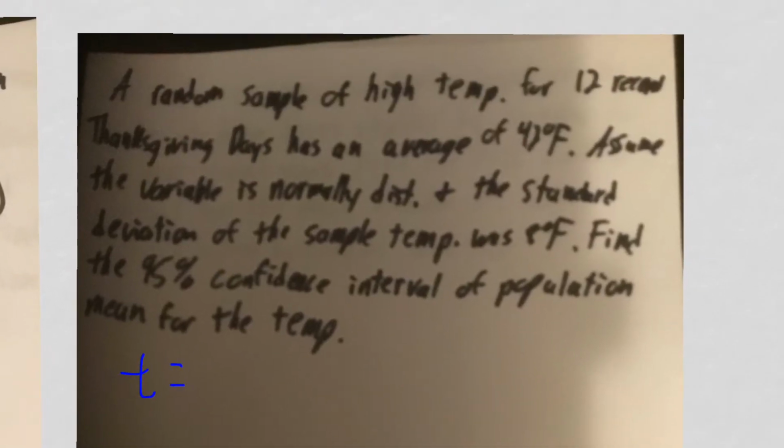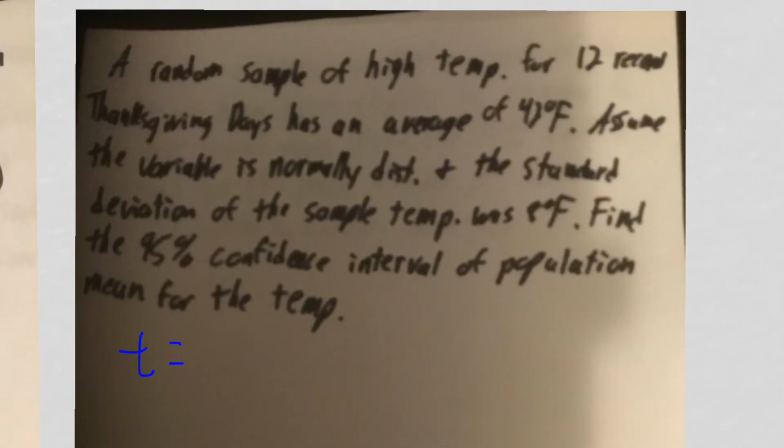So our t-score, we first have to do our degrees of freedom. So because it tells us that our sample size... Oh, did I miss that? Oh, yeah. Our sample size here was 12. So that means our degrees of freedom are 11. And then we want the 95% confidence interval. So we're going to look up the 11 at 95% confidence.